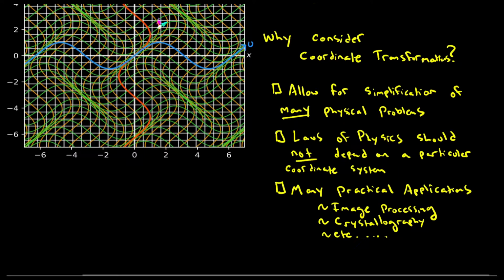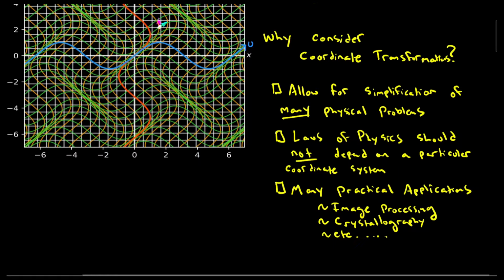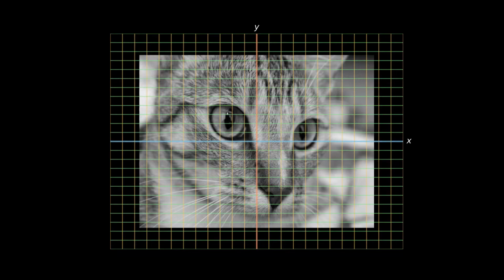But there are many other possible applications. So to see this, let's consider the following picture. This is a picture of a cat named Chelsea. Don't worry, no cats were harmed in the making of this image. But what I'm going to do is apply the coordinate transformation that I just displayed for you onto this image, and we're going to see how this affects it.